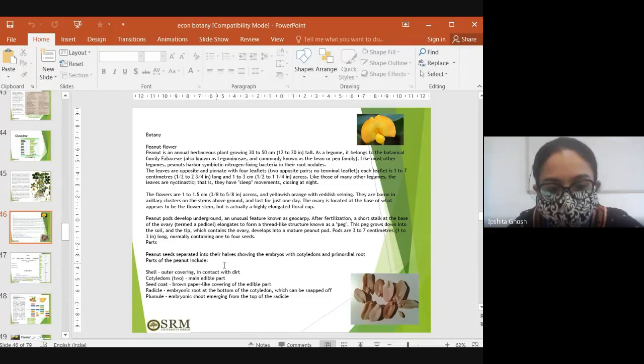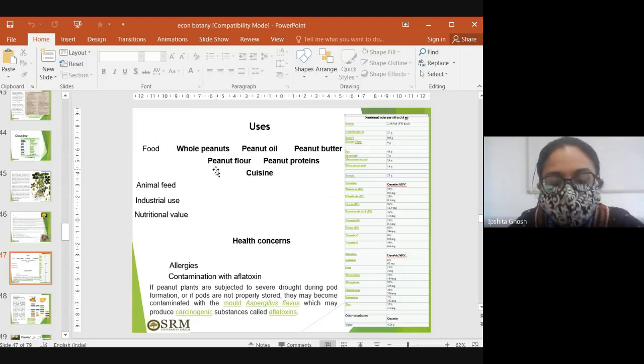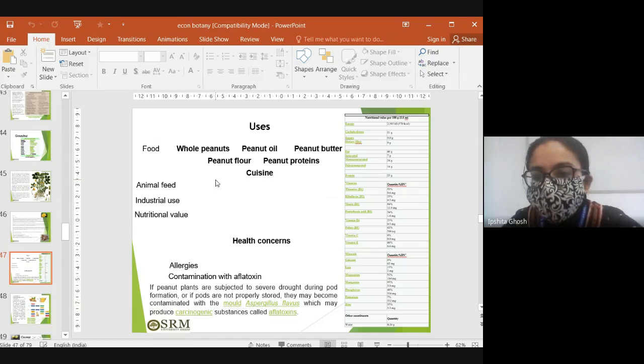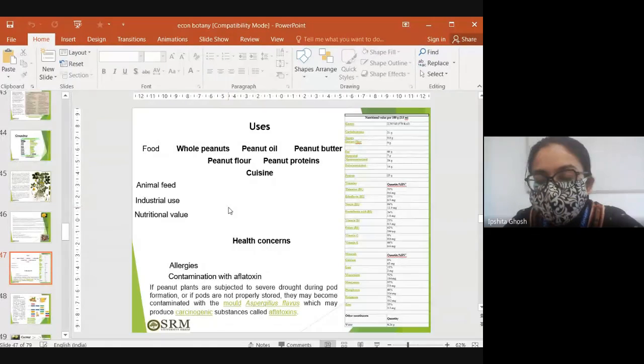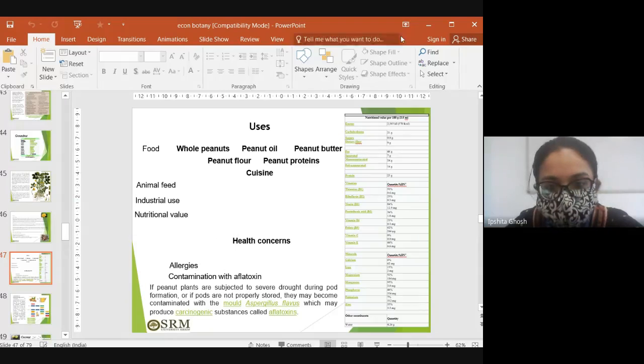And peanut seeds are very characteristic because they have shell, cotyledon, seed coat, radicle, plumule. These are the parts, and they look like this. Look at the diagram. This is what you need to know. And you need to know the uses of groundnut. It is used as food, as animal feed, industrial applications, definitely for large-scale oil production. It is used in the cosmetic industry nowadays too. Then nutritional value: there is a lot of nutritive content in groundnut oil.